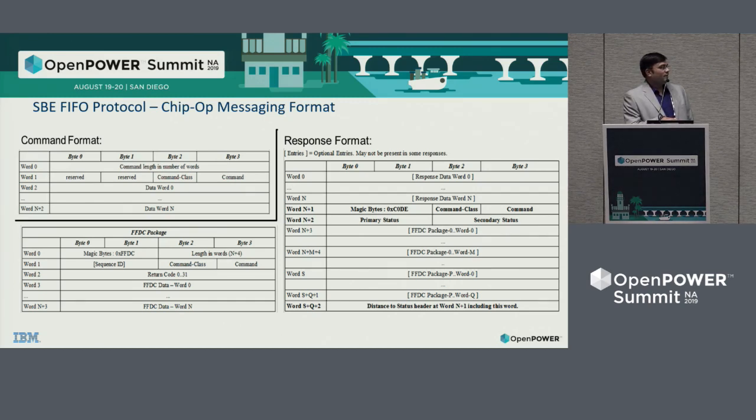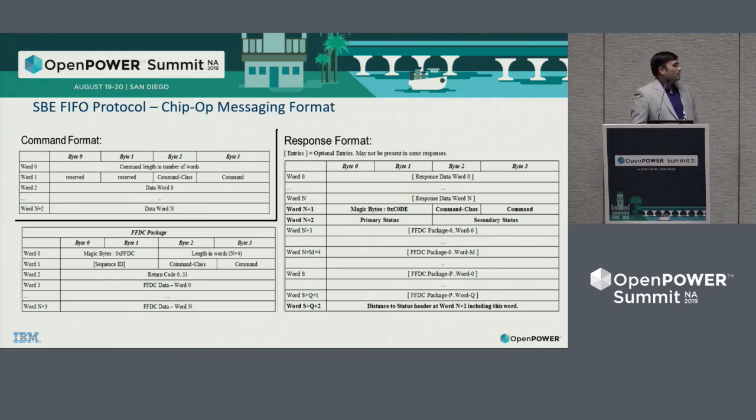And if it's a failure, they end up appending FFDC packages. FFDC is nothing but the first failure data capture, which gives debug information of what's going wrong inside the chip. And the last entry in the response always says what's the offset to my status. So this is a flexible response. You never know the length until the command is completed.